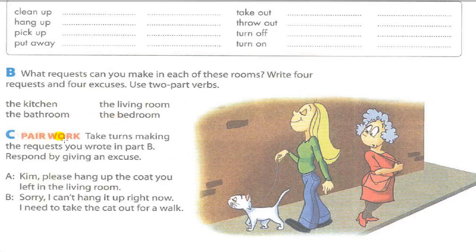In pairs, take turns making the requests you wrote in part B. In part B, respond by giving an excuse. Answer by saying, okay, an excuse, like, sorry, I can't. A: Kim, please hang up the coat you left in the living room. B: Sorry, I can't hang it up right now.